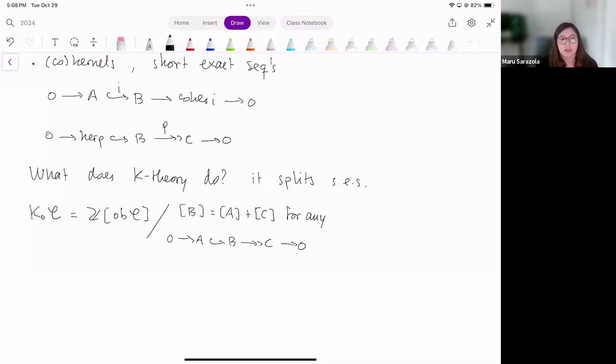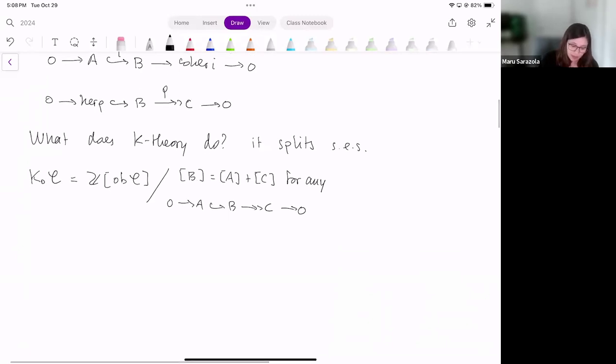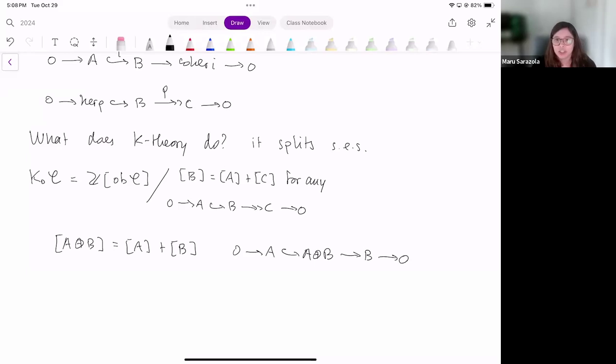So this is what I mean when I say that K-theory splits short exact sequences, because in particular, it's giving me the relation that the class of the direct sum of A plus B is equal to A plus B. And that's because I can always construct the split short exact sequence, which is just the trivial extension. So what we're doing here is not only are we splitting direct sums by using the trivial extension, but we're actually splitting any possible extensions. So that's what I mean when I say that it splits short exact sequences.